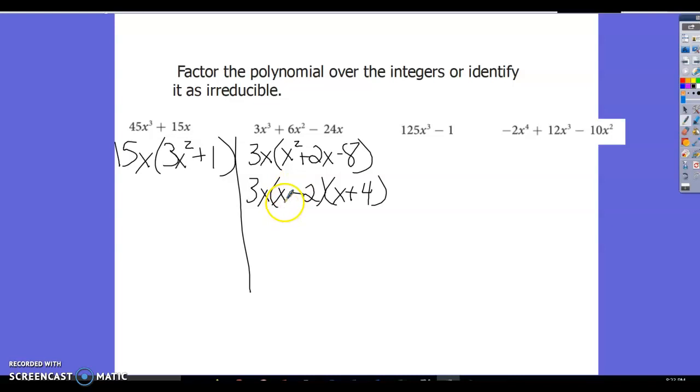Then you can quickly check it and make sure that it equals. X times x is x squared. X times 4, 4x, minus 2x is 2x in the middle. Negative 2 times 4 is negative 8. So again, this is factored form for this polynomial.